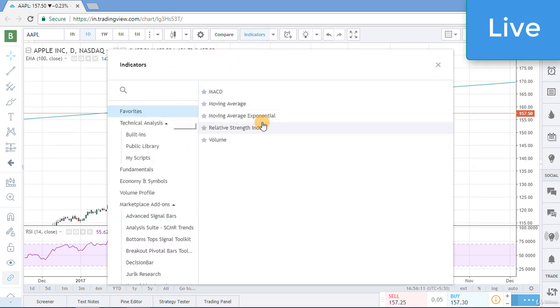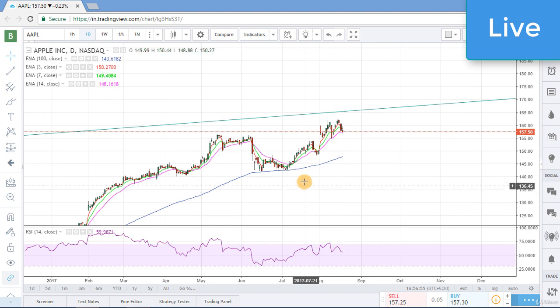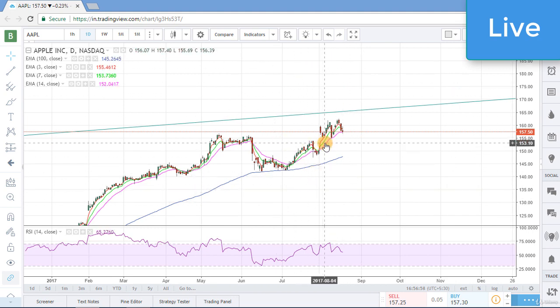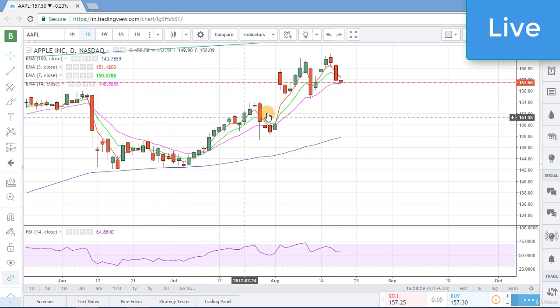Now we will apply other moving averages, that is the 3, 7 and 14-day moving averages. Now we will analyze this last swing. Now see, when we get the signal of buying here, this is the RSI signal and all these three moving averages. This red line is the 3 EMA, this green line is the 7 EMA, and this pink line is the 14 EMA. So you can see the red and green lines just cross above this pink line, then we get a buying signal here.